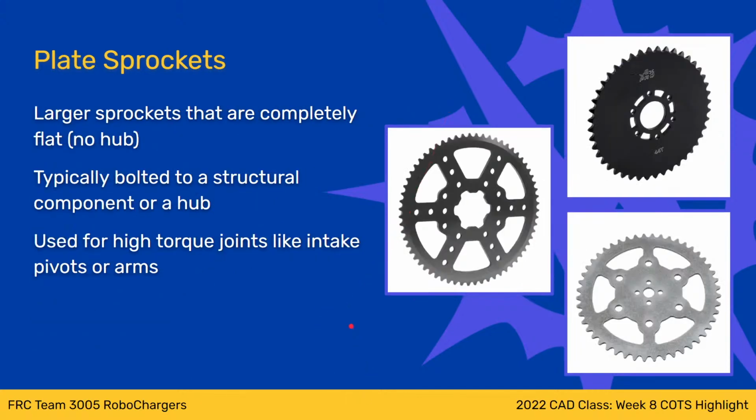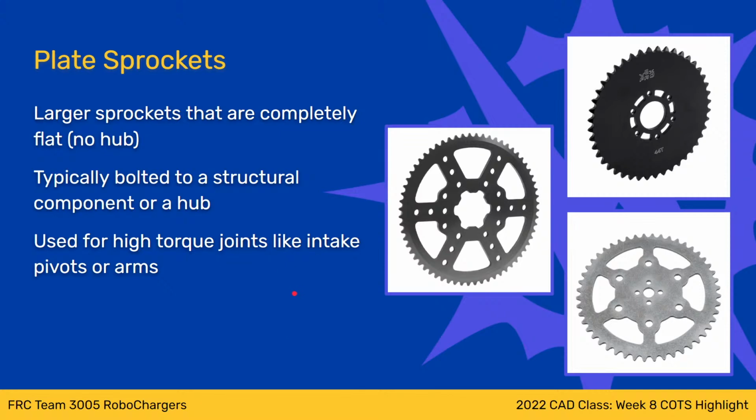Okay, now plate sprockets are similar to hub sprockets, where they've got a relatively thin piece of metal and then they've got the sprocket teeth on the outside. However, they are completely flat, as the term plate would suggest. They're completely flat, and they don't have a hub. They do still sometimes have a torque transfer interface. They've got some bolt holes or some keys or a spline. However, generally speaking, the bolt holes are the most important feature of a plate sprocket.